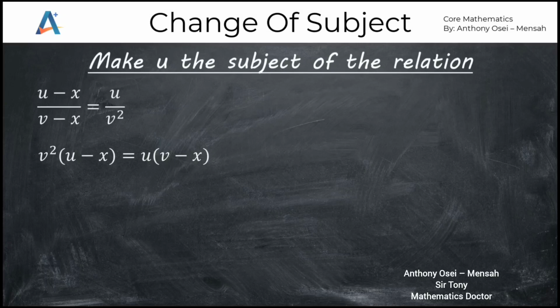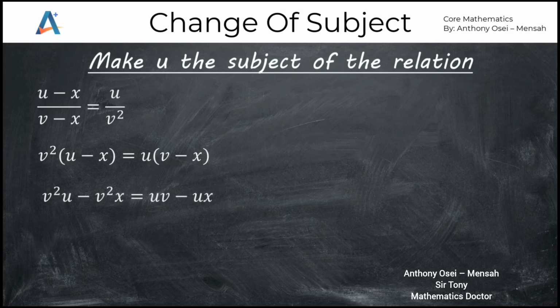Now let's go ahead and expand to remove the bracket. V squared times u will be v squared u. Then v squared times minus x will be minus v squared x. The equal sign is the next thing. Now u times v will be uv. Then u times minus x will be minus ux. You can also consider alphabetical order of arrangement when you are handling such a situation.